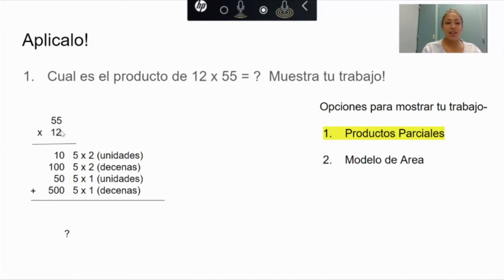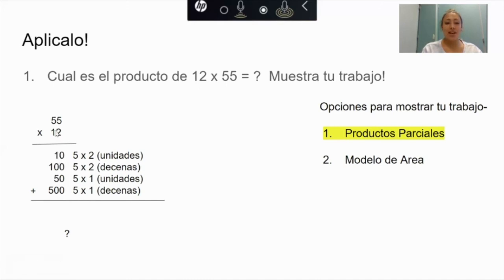Luego voy a mover a todavía usar 2, pero multiplicar 2 con el 5 de la izquierda de encima. Eso me da 5 multiplicado por 2 otra vez. Pero como sé que estoy usando el 5 en el valor posicional de decenas, tengo que agregar un 0 a mi respuesta. Eso me da 100. Entonces lo escribo debajo del 10.